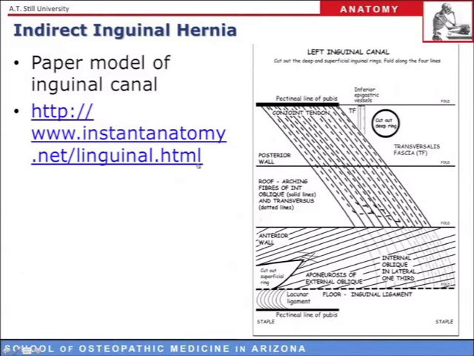So you just push print, and this is the PDF, and you can print out your own do-it-yourself model of the inguinal canal. So this is a paper model. If you do the folds where it is right here, and you cut out the ring, the deep inguinal ring here and the superficial inguinal ring there, then you'll have a three-dimensional structure demonstrating the left inguinal canal. And you can stick a pencil or your finger through each of the inguinal rings, and you can demonstrate the path of an indirect hernia.